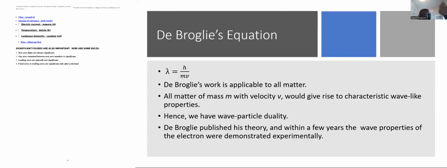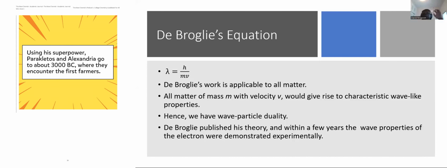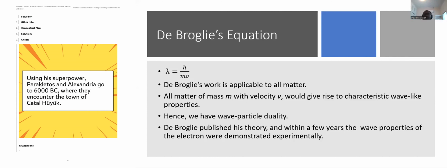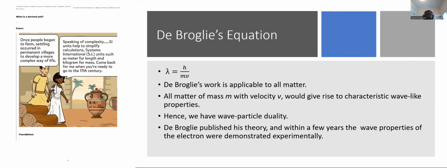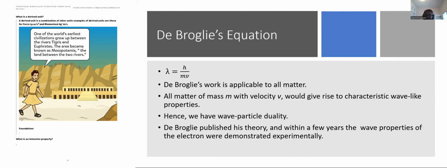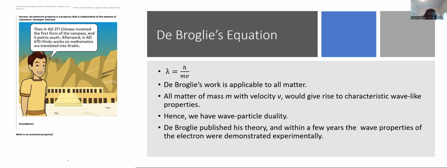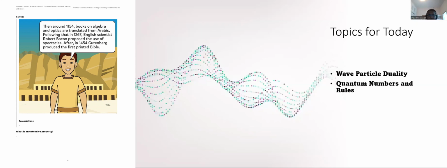De Broglie's equation. Remember, we've talked about wave-particle duality, and de Broglie was one of the big players in developing those ideas. De Broglie's work is applicable to all matter. All matter of mass m with velocity v would give rise to characteristic wave-like properties. We already established, based off the particulate nature of matter, that they have particle-like properties, but we also are understanding that they have characteristic wave-like properties. Hence, we have the wave-particle duality. And those wave properties were demonstrated experimentally with the classic example of the electron with the 1927 Davisson-Germer experiment. You can read more into that or listen to previous lectures to hear more about that.